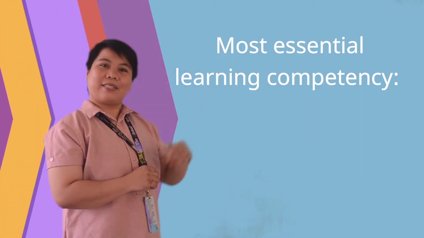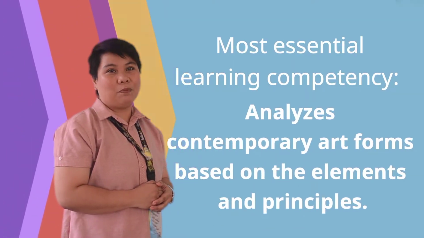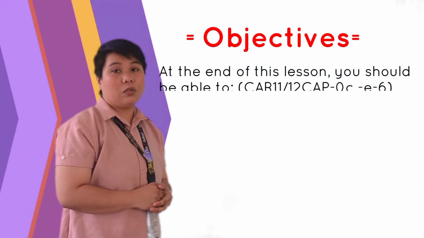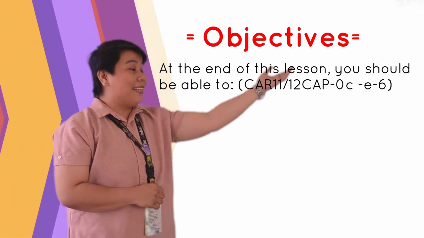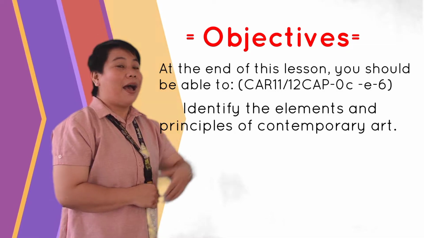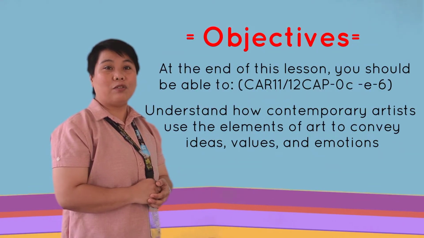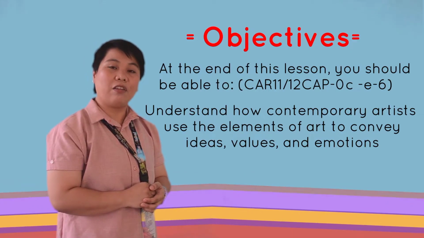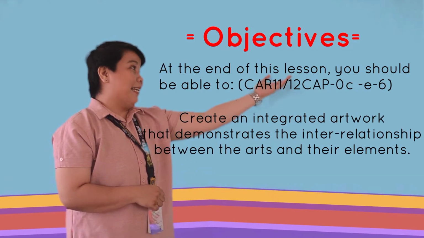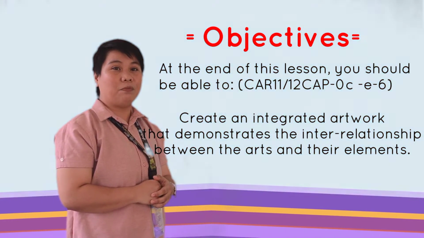For our lesson, we analyze contemporary art forms based on the elements and principles. And our main objectives at the end of this lesson, you should be able to identify the elements and principles of contemporary art, understand how contemporary artists use the elements of art to convey ideas, values, and emotions, and create an integrated artwork that demonstrates the interrelationship between the arts and their elements.